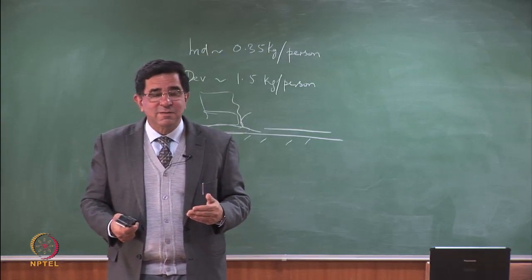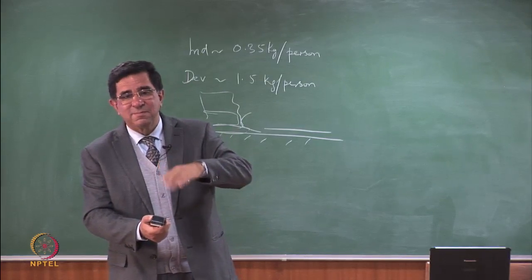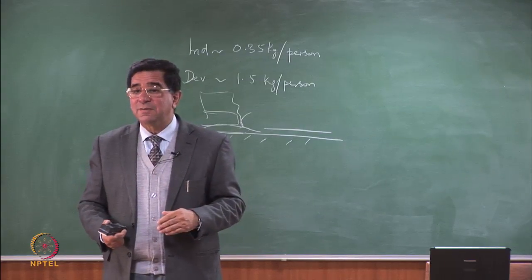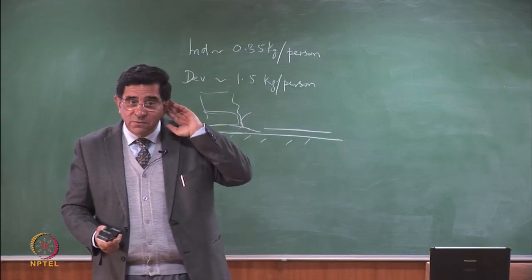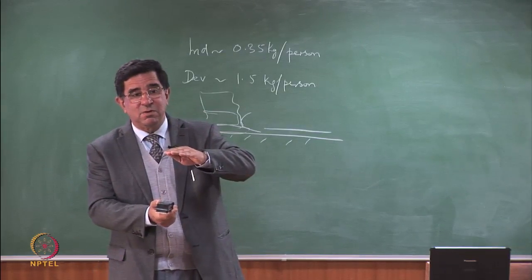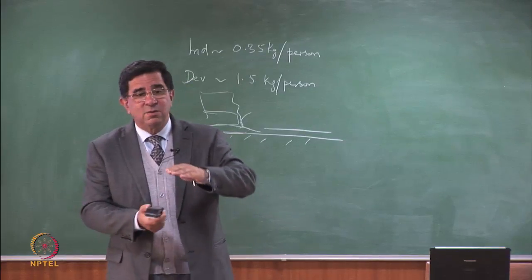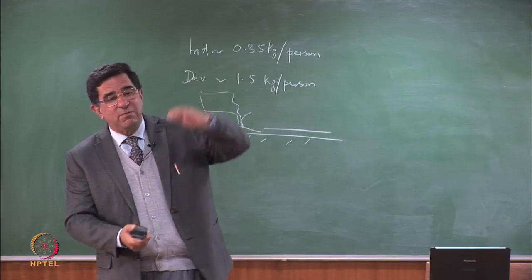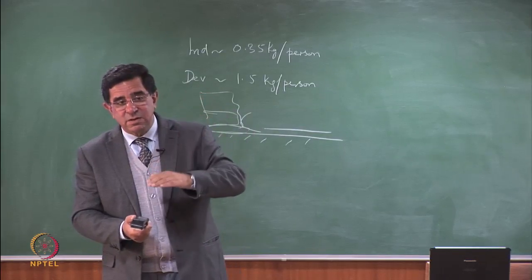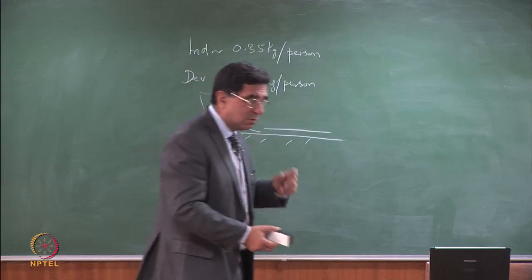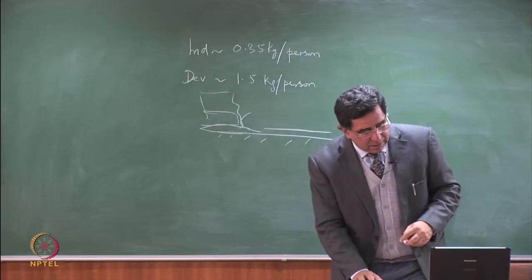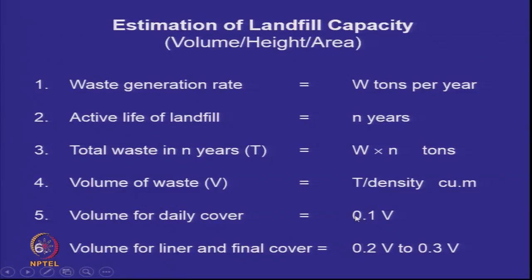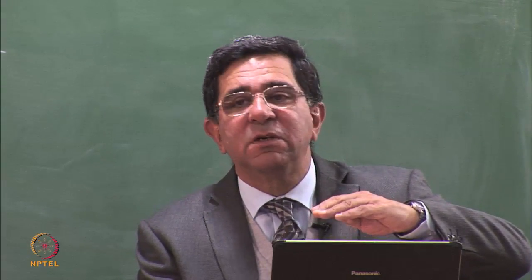How many millimeters is 6 inches? 150. Thank you for that correct statement, because 1 inch is 25 millimeters approximately. So 150 mm is the soil thickness. So if you have a 1.5 meter thick lift and you have 15 centimeters, you are taking off that much of the volume. So what is shown here is the volume of the daily cover is 0.1V. And the final cover and the liner are more than a meter, more than 1.5 meters, sometimes 2 meters thick. So there's a volume taken by them as well.